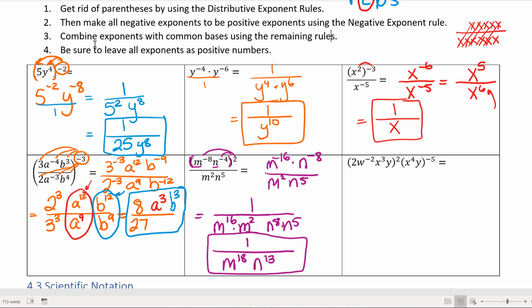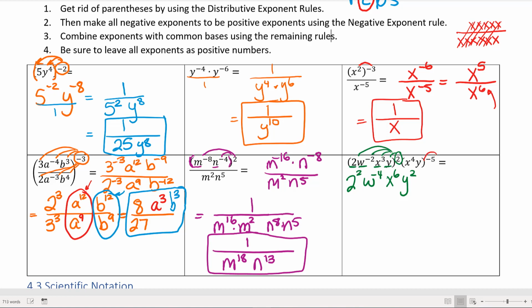And for our last problem, step 1 says to clear the parentheses, so that's what I'm going to do first. I'm going to take this 2 and apply it to all bases. Now, we have a lot of bases this time. 2 is a base itself. W is a base, X is a base, and Y is a base. So we have W to the negative 2 squared, that's negative 4 when I multiply them. 1 base, 2 exponents means multiply. X to the 3 to the 2, I multiply that and get 6. And then Y to the 2.